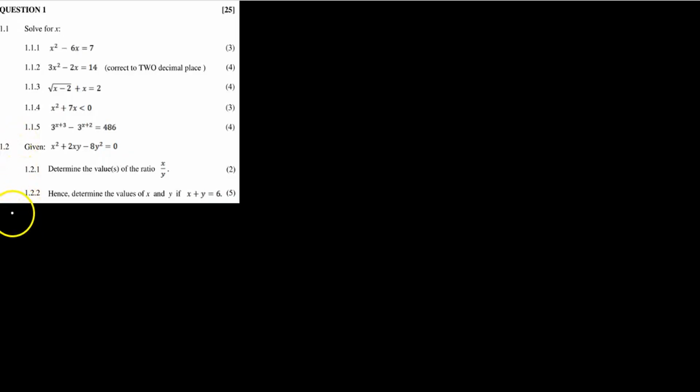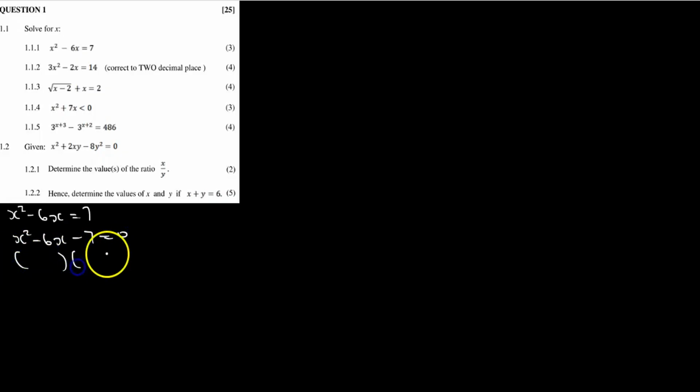So the first question says x squared minus 6x is equal to 7. So we know that if we are solving for x, we have to make sure that either the left or the right hand side of the equal sign has a 0. So let's just transpose the 7 to the left hand side. Then we'll be having x squared minus 6x minus 7 equals 0.